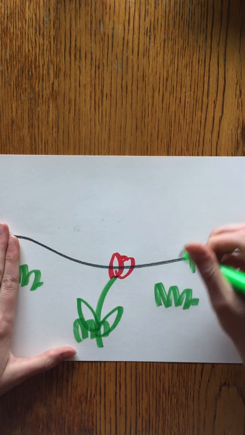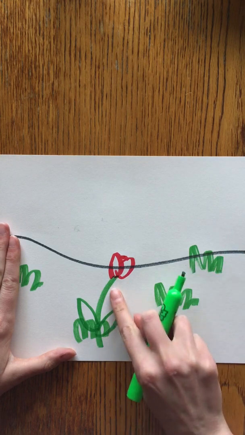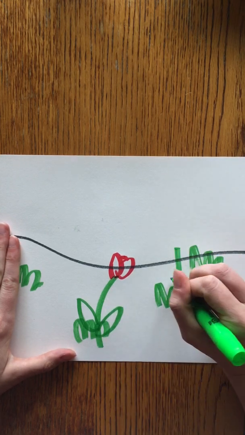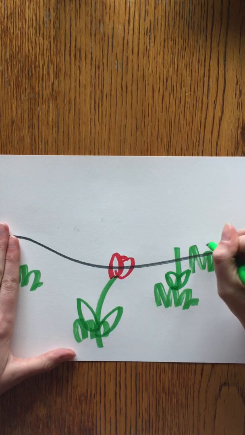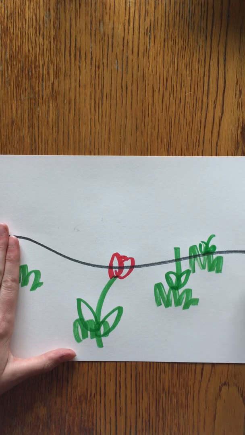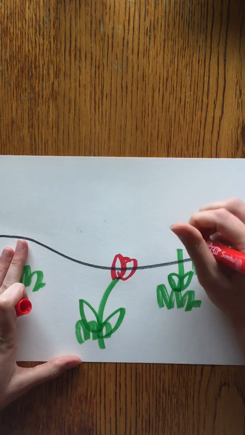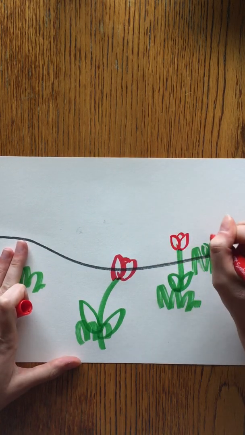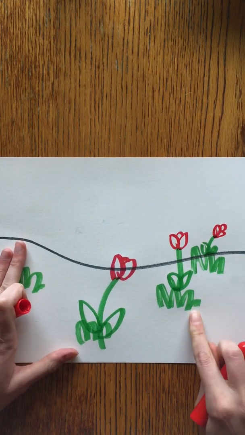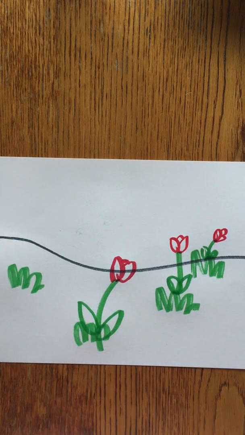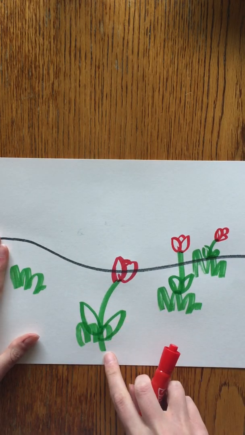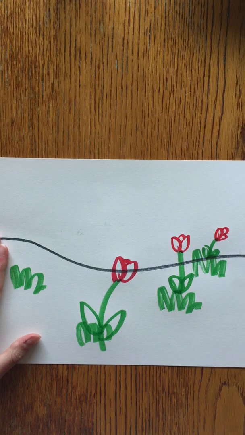And then I'll add another flower, but since this one's a little bit further back, it's a little further away, I'm going to make it a little bit smaller. And then the one in the back will be the smallest. So I have 3 flowers all on the ground, with the biggest ones closest to me and the smaller ones further away.